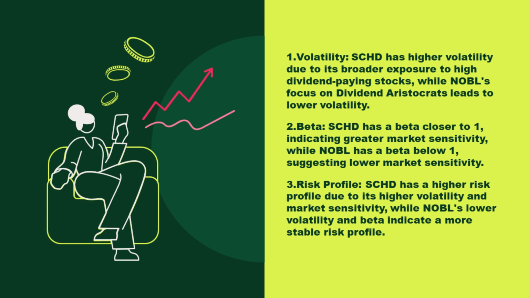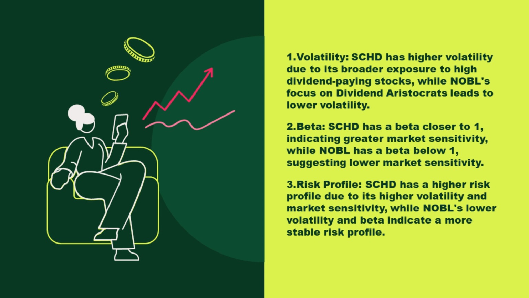NOBL, which focuses on the S&P 500 Dividend Aristocrats, tends to have lower volatility compared to SCHD. This lower volatility arises from its investment in companies with a long history of increasing dividends, which generally indicates stability and resilience. These companies are often in defensive sectors such as consumer staples and healthcare, which can provide stability during economic downturns. Therefore, NOBL's focus on dividend aristocrats contributes to its relatively lower price swings.